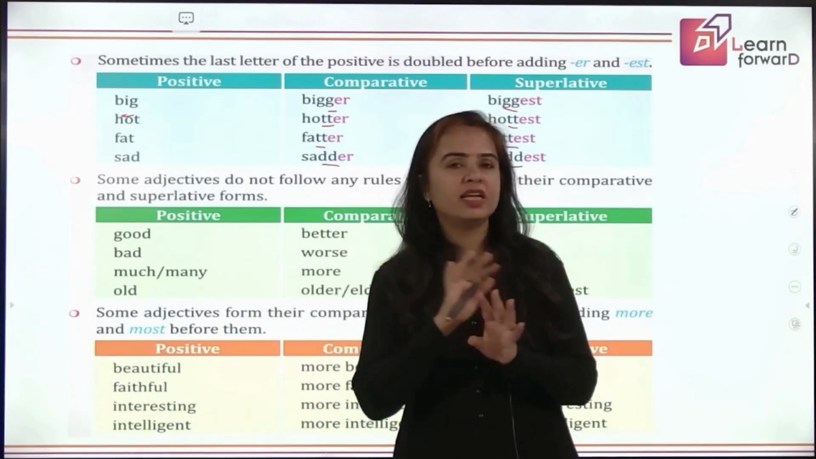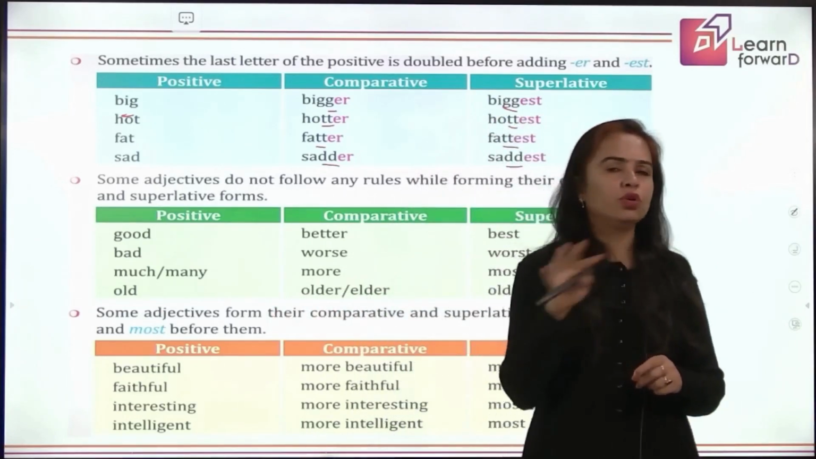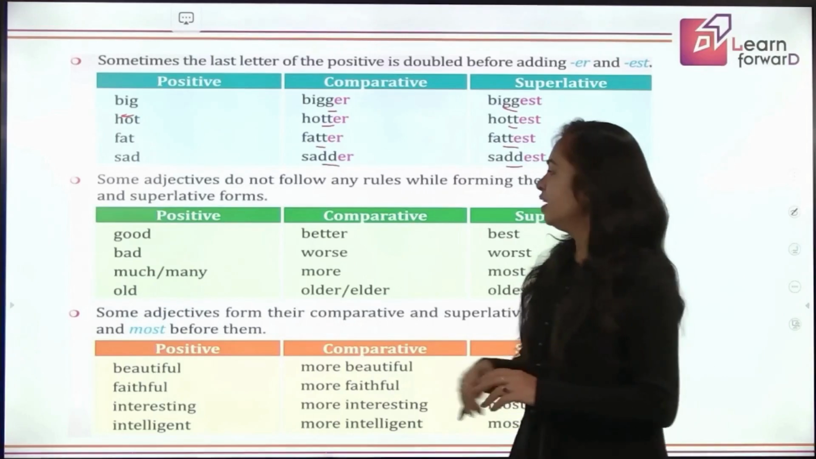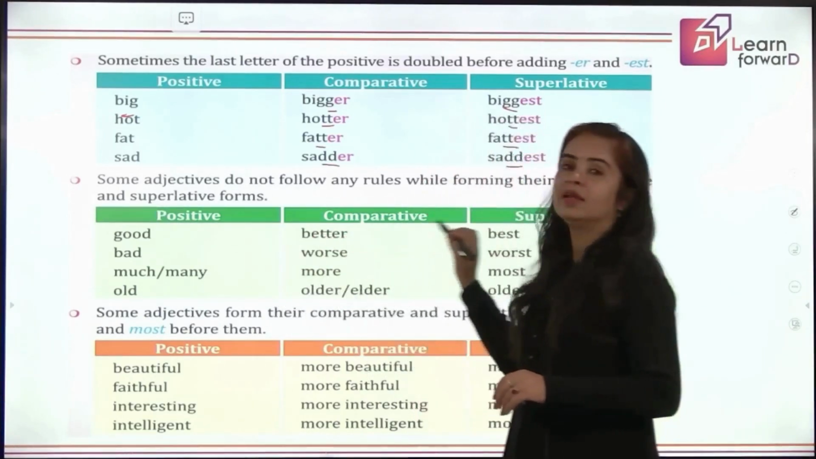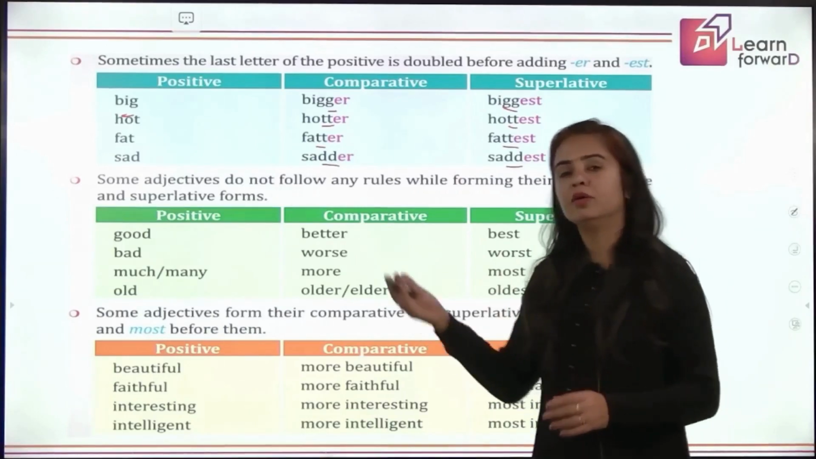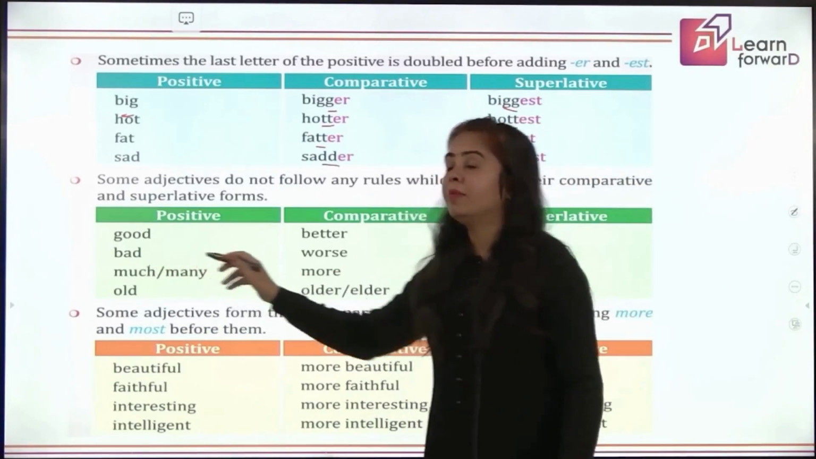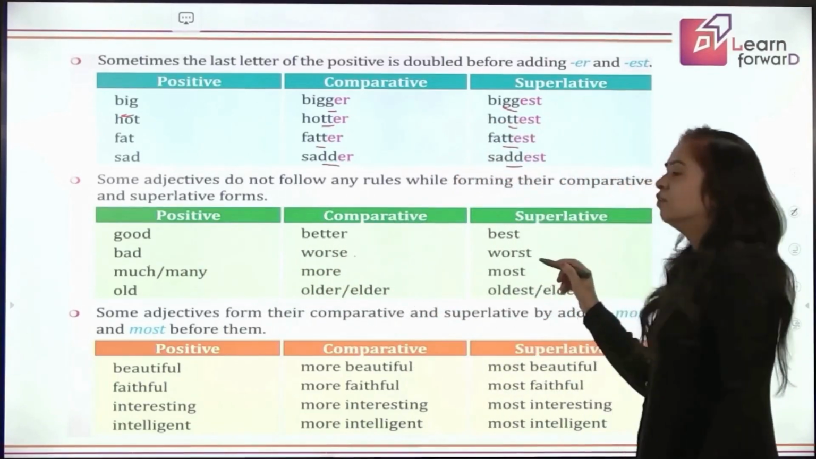Apart from this rule of adding ER, EST in different ways, there are a few words which just change without any rule. You will have to learn them like that only. They do not follow any pattern. Like we have good, better, best. You cannot see any pattern here. You will have to learn them, the different forms. Bad. Bad is worse, worst.